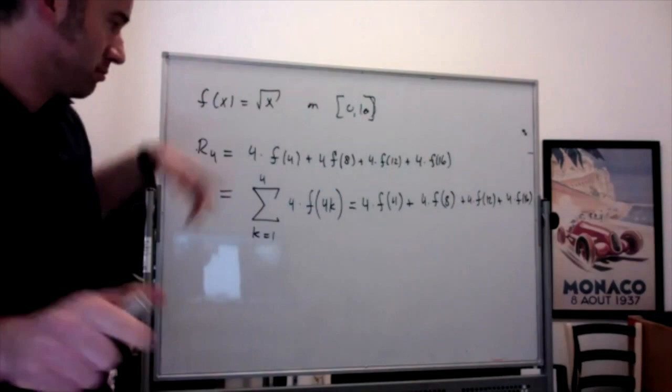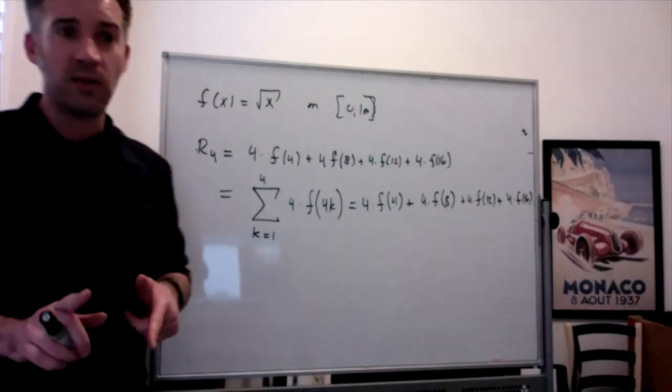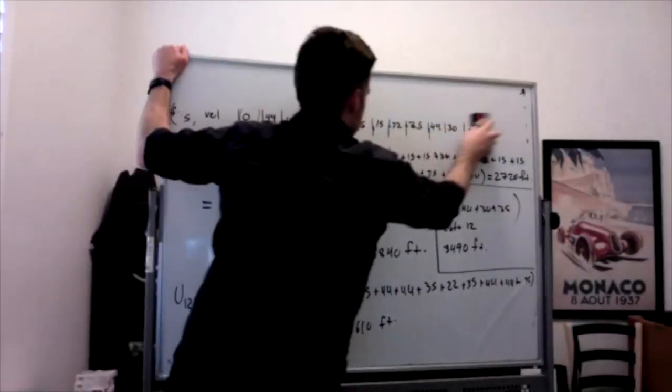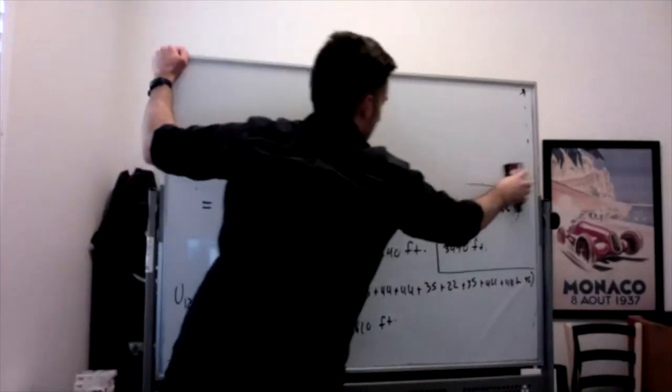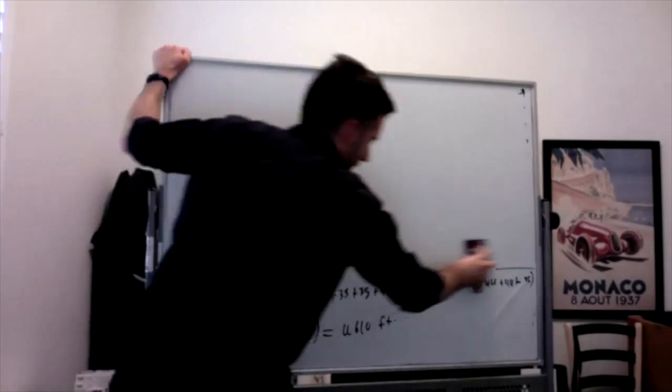Wait, James, could you re-explain that one more time? The sigma notation? Sure. Let me explain it with another example. The whole idea of sigma notation is that it's just a compact notation for a sum of things.